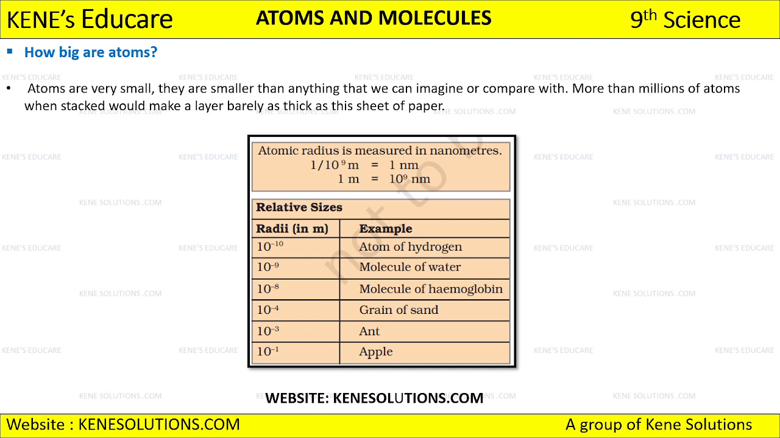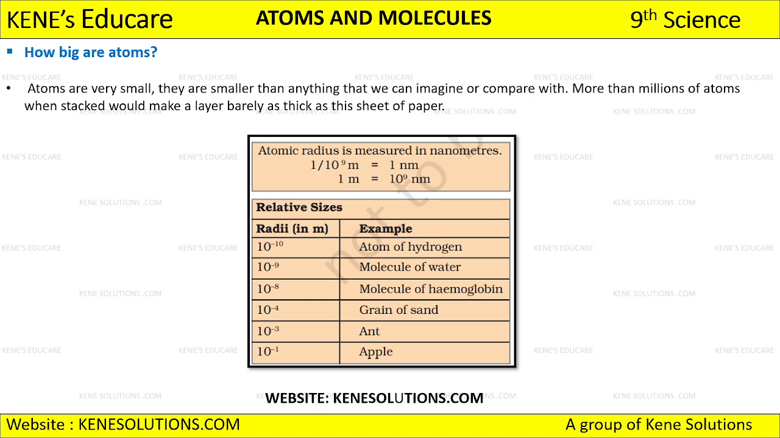After that, we discussed how big an atom is, because the size of the atom also plays an important role. Here it has been stated that atoms are very small, smaller than anything that we can imagine or compare them with. There will be more than millions of atoms stacked together, and that is what a sheet of paper in front of you is made up of.